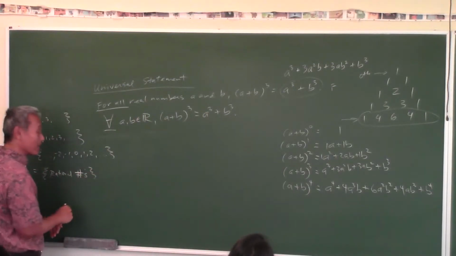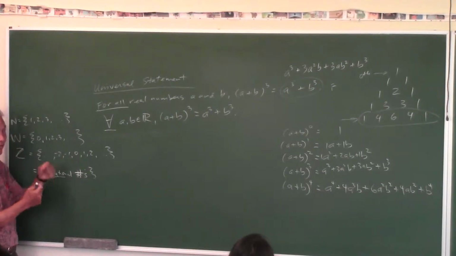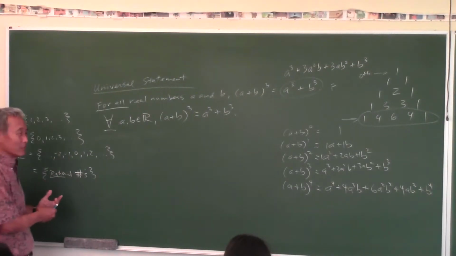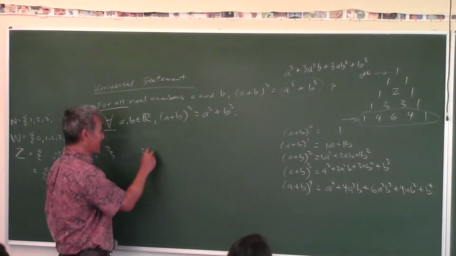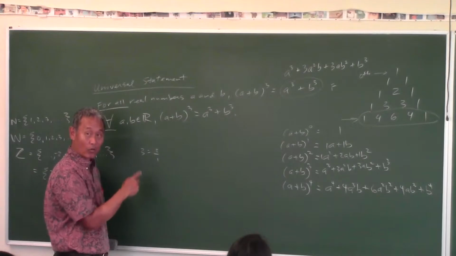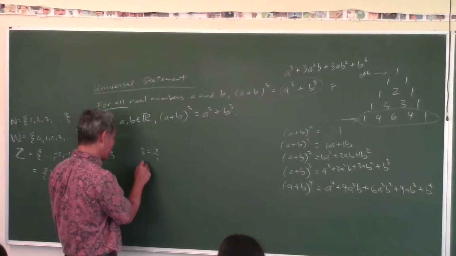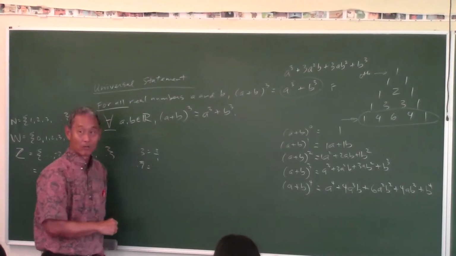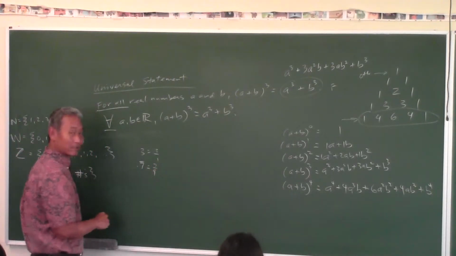A rational number is a number that can be written as a ratio of two integers. So what would constitute a rational number? Is 3 a rational number? Yeah, because you can write it as 3 over 1, a ratio of two integers, right? What about 0.7 repeating? Is that a rational number? Yeah, because you can write that as 7/9, right?